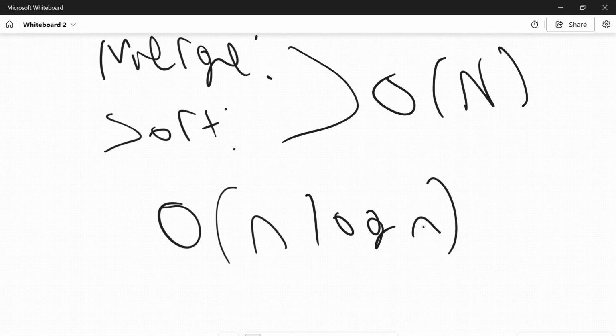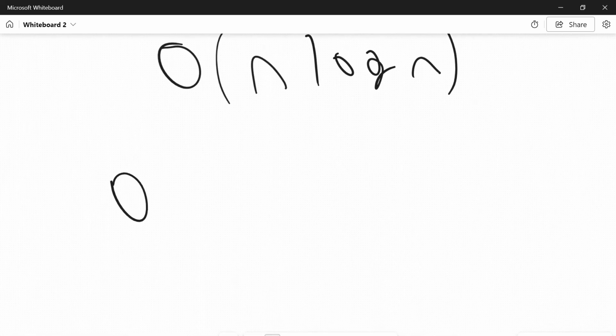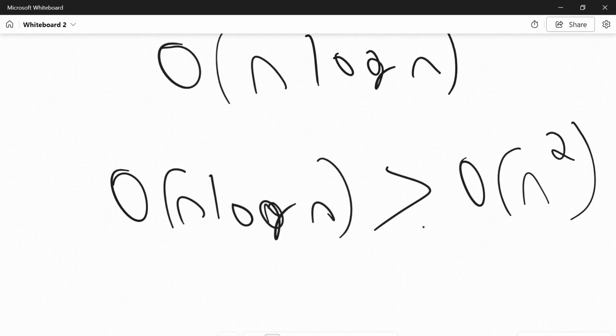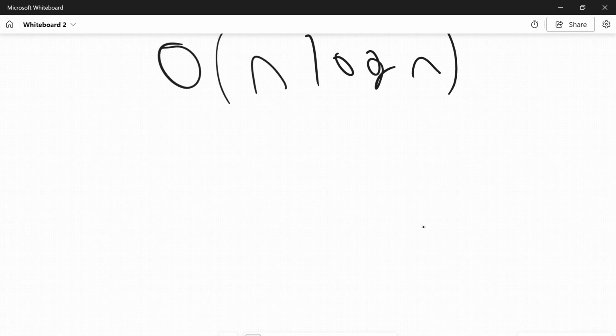But that's all well and good. Personally, I think it's a little bit confusing why merge sort is useful without seeing some examples, right? I'm telling you it's better than bubble sort. I'm telling you that O of n log n is better than O of n squared. I'm telling you it's better than that, but exactly how much better?